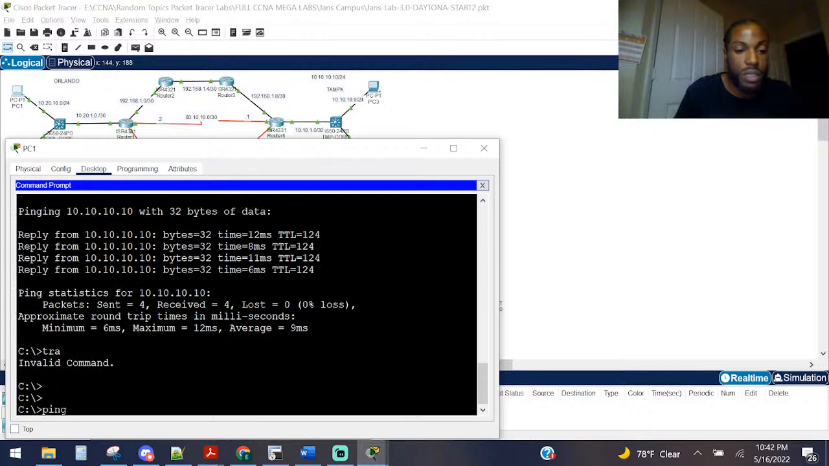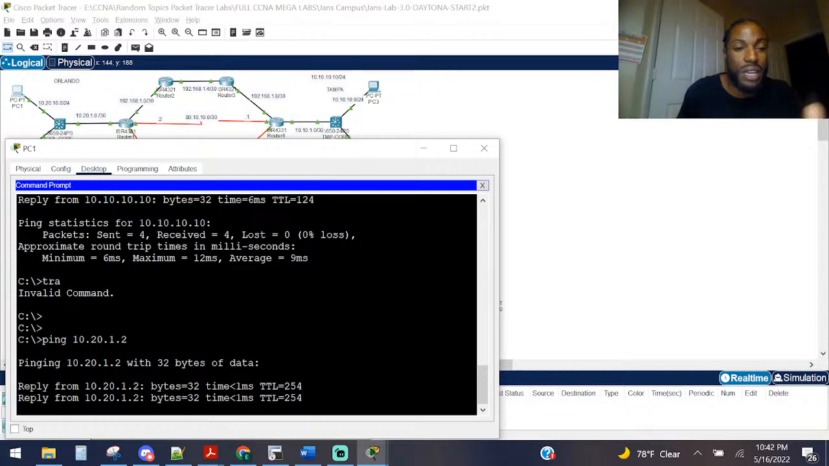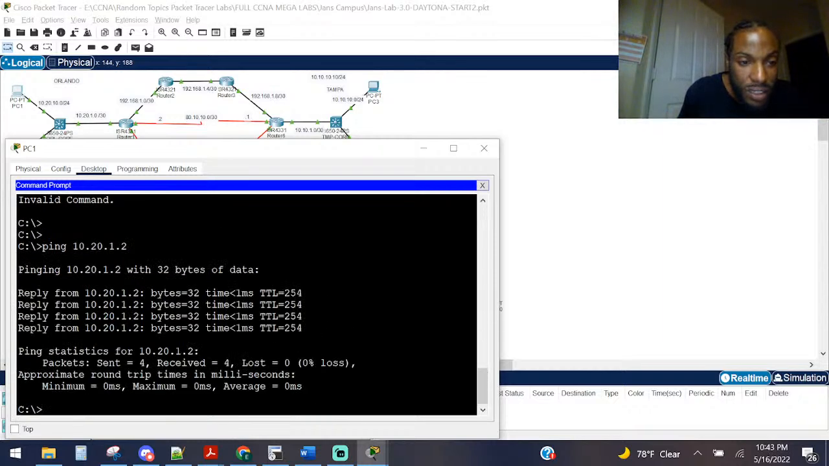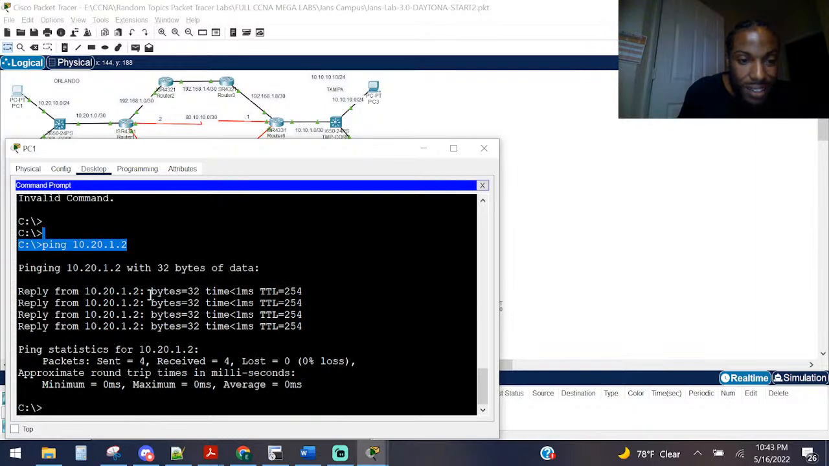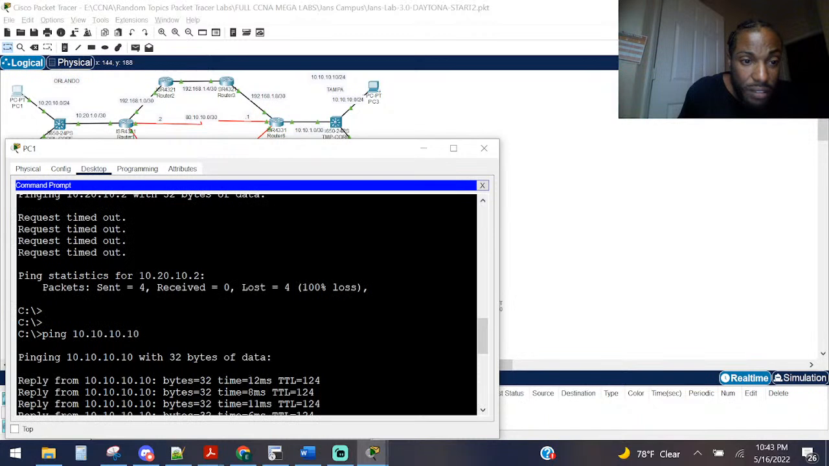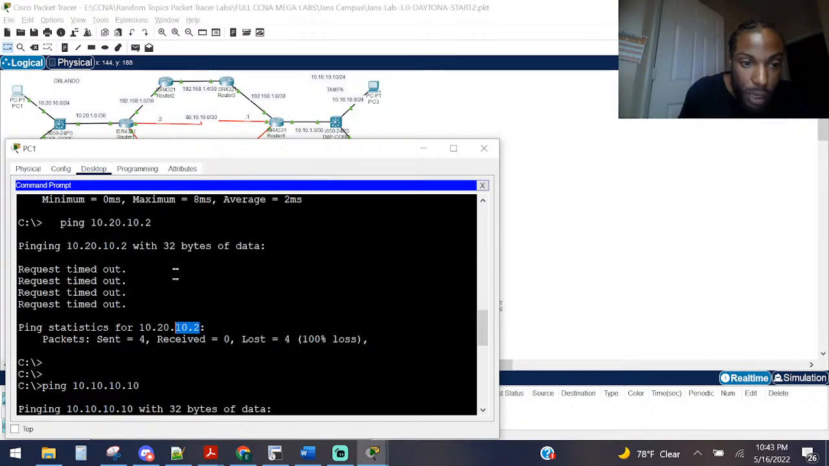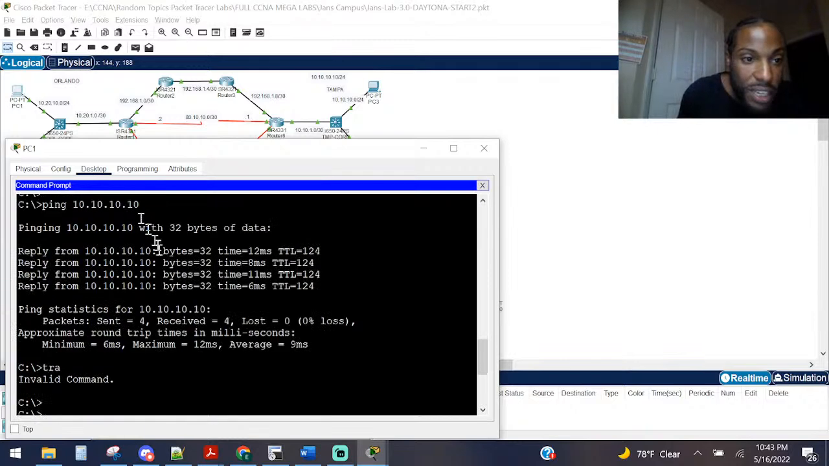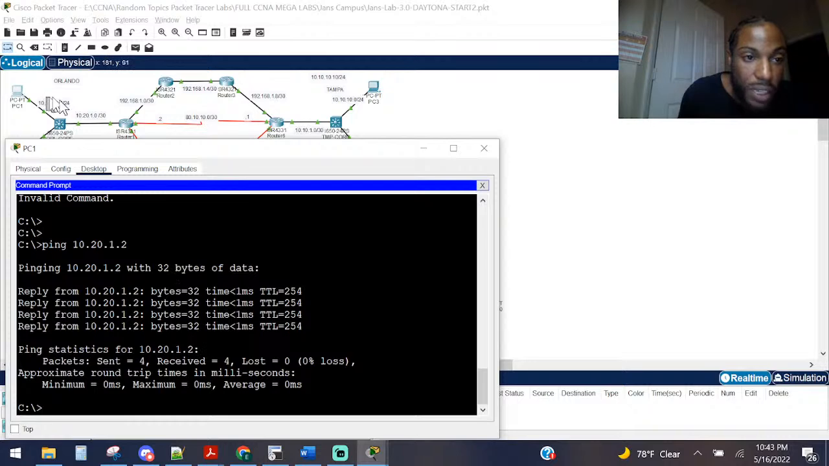Ping 10.20.1.2. He can ping it now. What did I try to do earlier that I couldn't? 10.21.2, and it died. Let's see. It's 0% loss, now it works. Oh, I did 10.2. That was the problem, that was a typo. That was my fault right there. I meant to do 10.21.2, so I can ping past that.